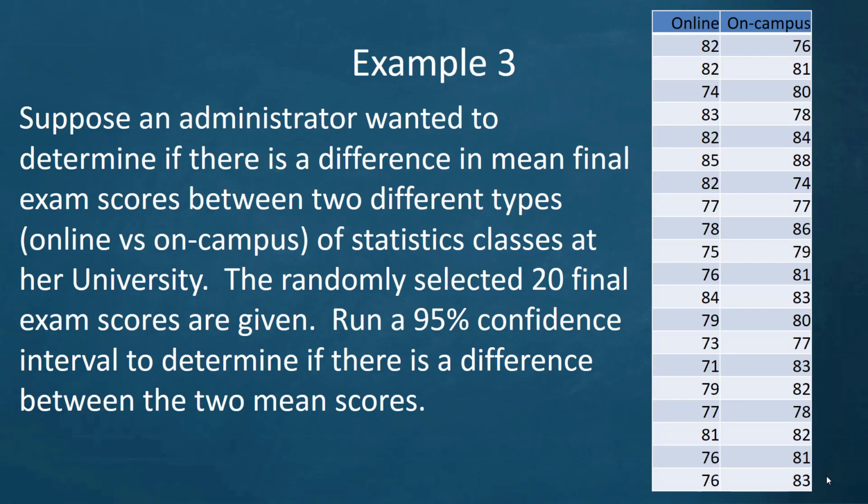The last example. Suppose an administrator wanted to determine if there's a difference in mean final exam scores between two different types, online versus on campus, of statistics classes at her university. She randomly selected 20 final exam scores here, and we're going to run a 95% confidence interval to determine if there's a difference between the scores, and we may even run a hypothesis test.